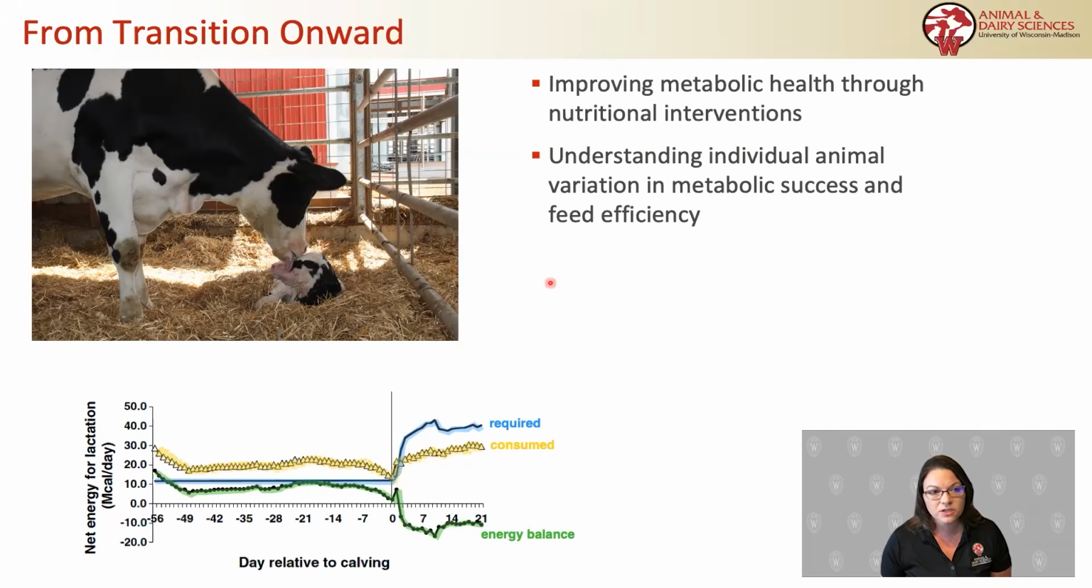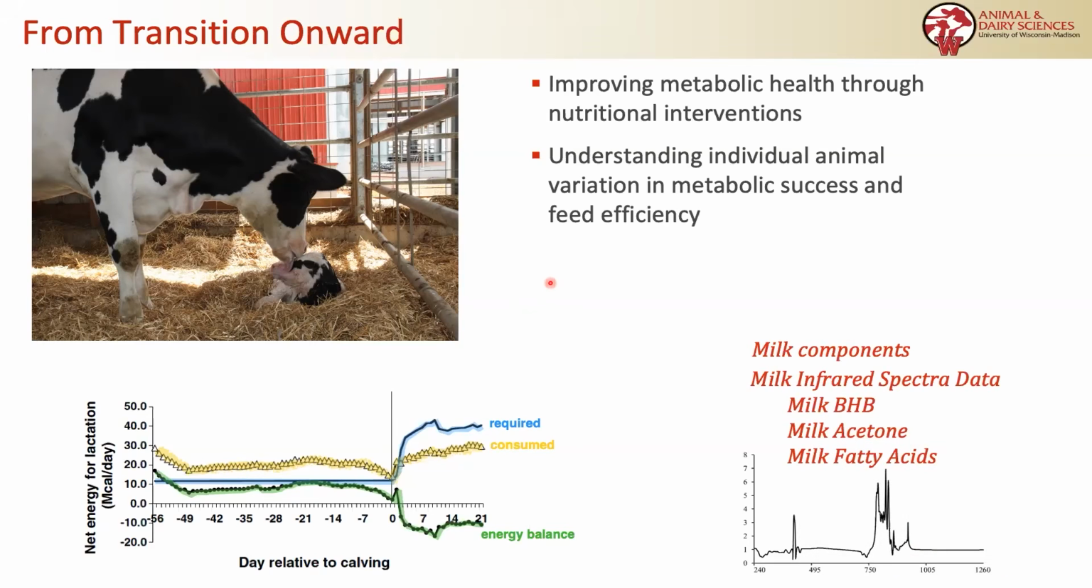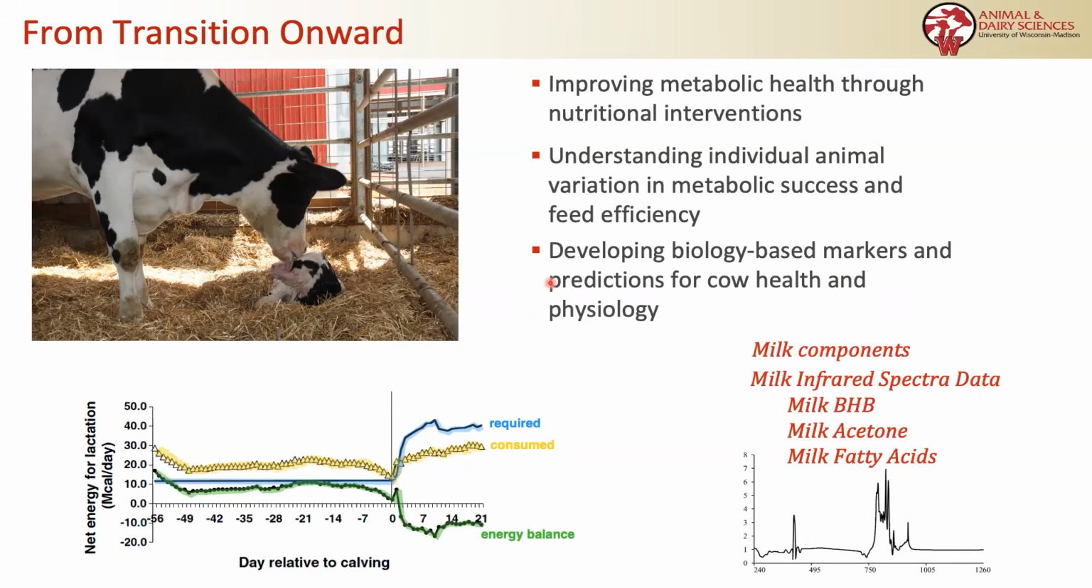Some of the other opportunities that have presented themselves during this transition period are related to advancements in technology and in the data streams that are available to us on farm. One example of that is milk analysis. Historically, we might just think of milk components, fat, protein, lactose, but advancements in technology have allowed us to get much more comprehensive panels of information.